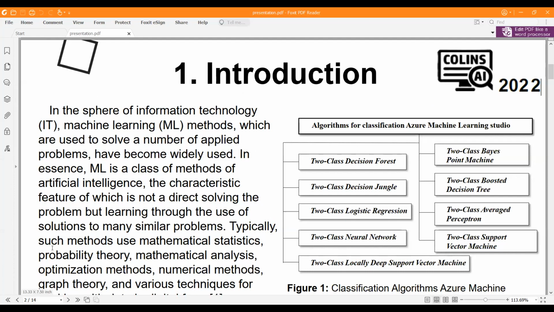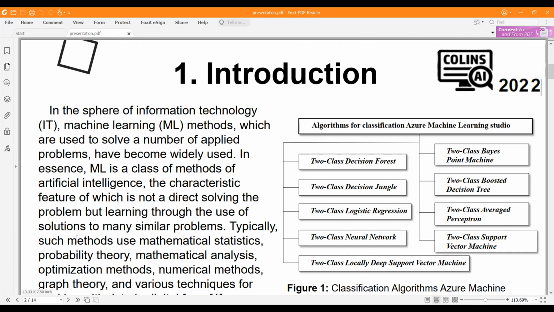It is well known that in the IT field, machine learning methods are used to solve a number of applied problems, and these methods have become widely used. Normally, machine learning is a class of methods of artificial intelligence, the characteristic feature of which is not a direct solving of the problem, but learning through the use of solutions to many similar problems. Among the existing methods of machine learning, the most researched and developed are the methods of machine classification, which belong to the controlled type of learning, or learning with a teacher, or it can be called supervised learning.